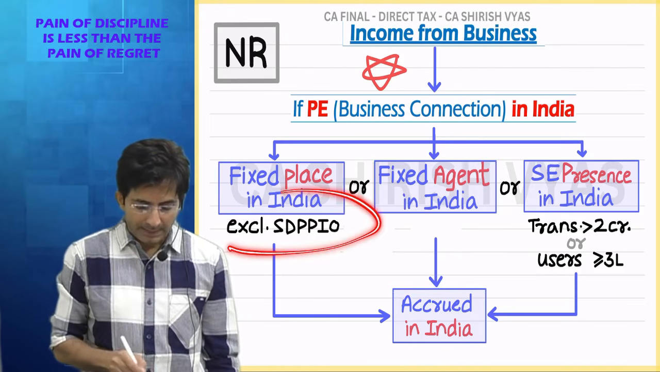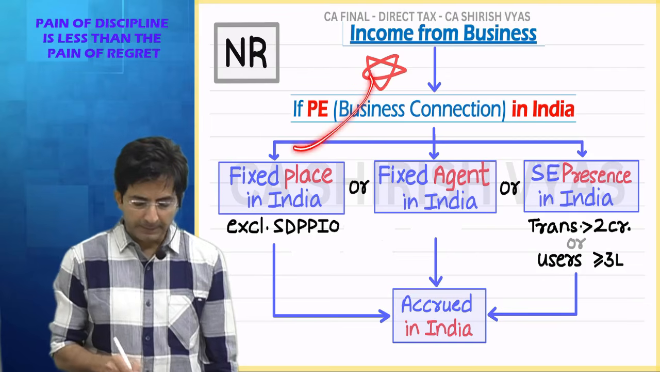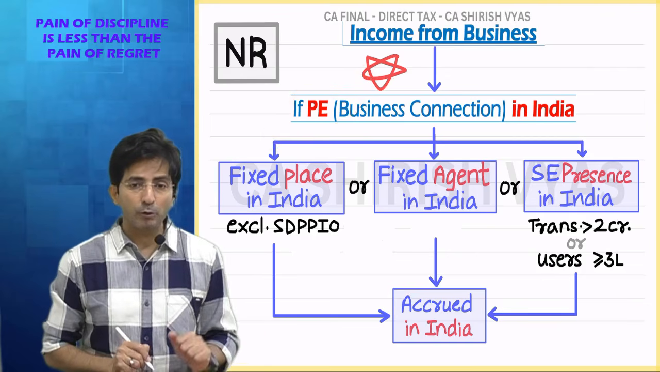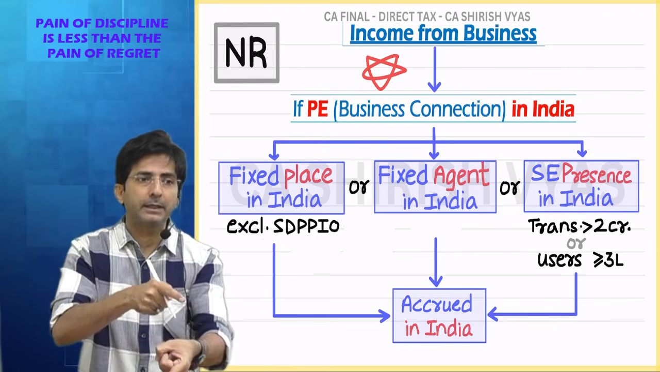See, these are actually one-way exemptions from PE. See, PE is a torture for them. Why torture? Because if it is proved that you have a PE in India, you have to pay tax in India.